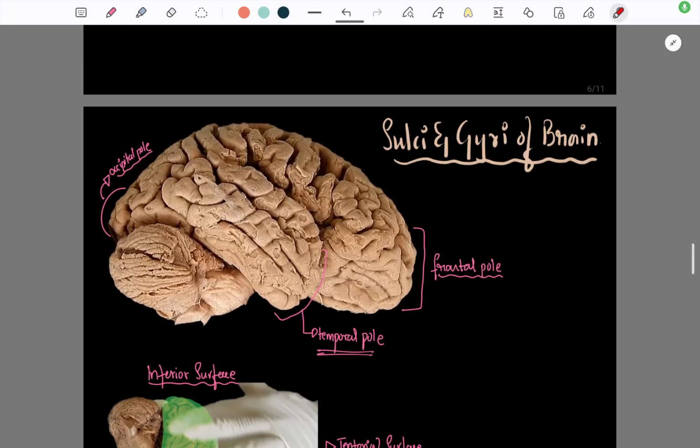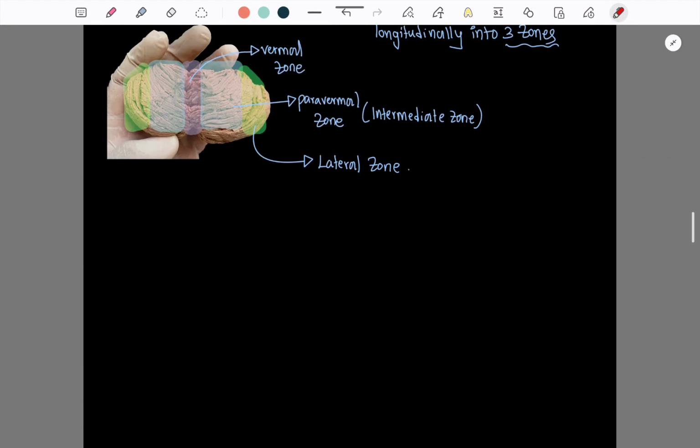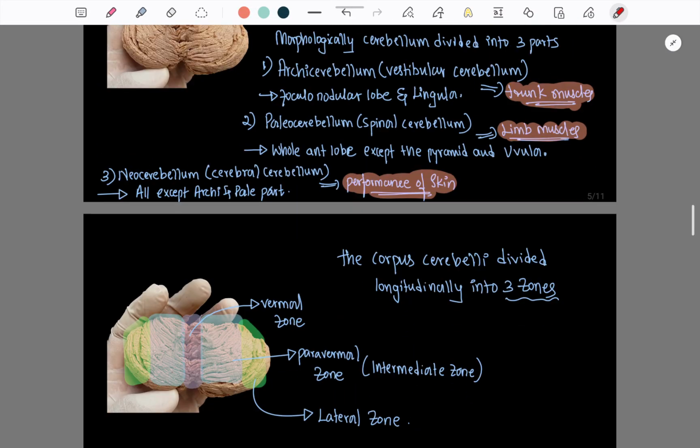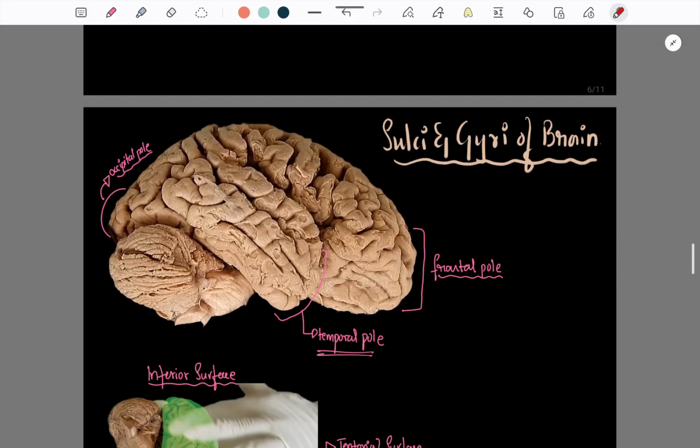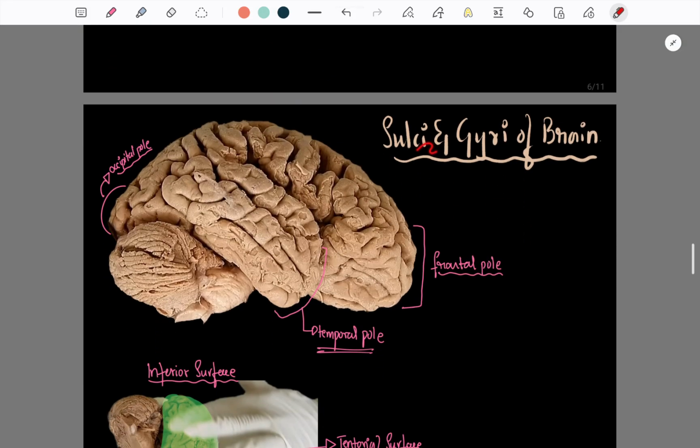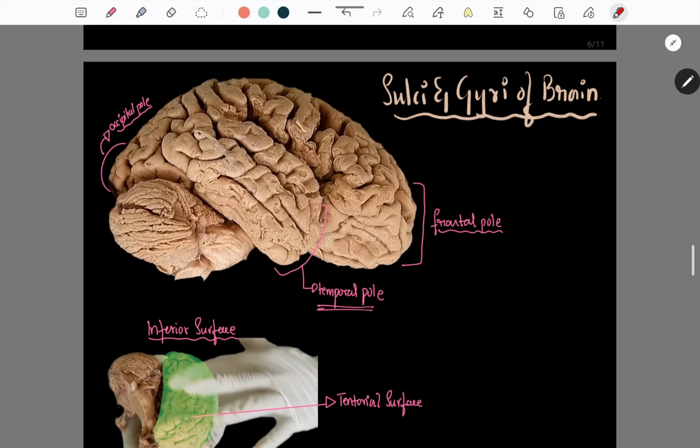Good evening, friends. In the last session, we discussed the cerebellum. It was an interesting topic. Today, a very important topic called sulci and gyri of the brain. It is most important and interesting if you listen very carefully and with interest.